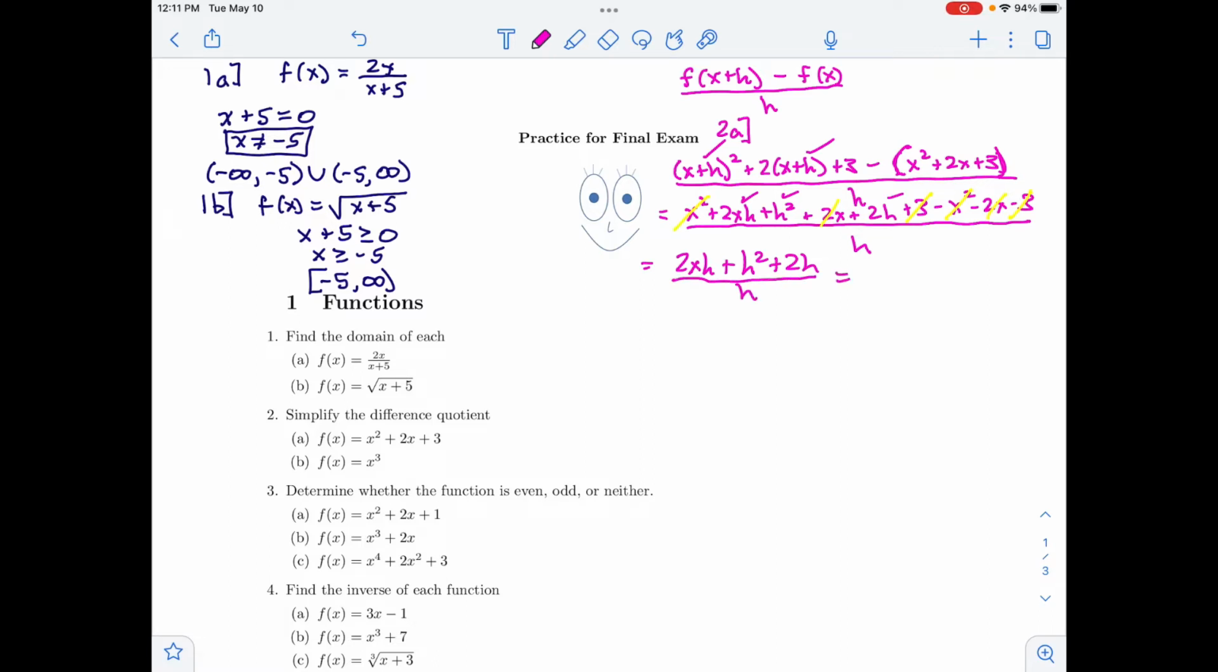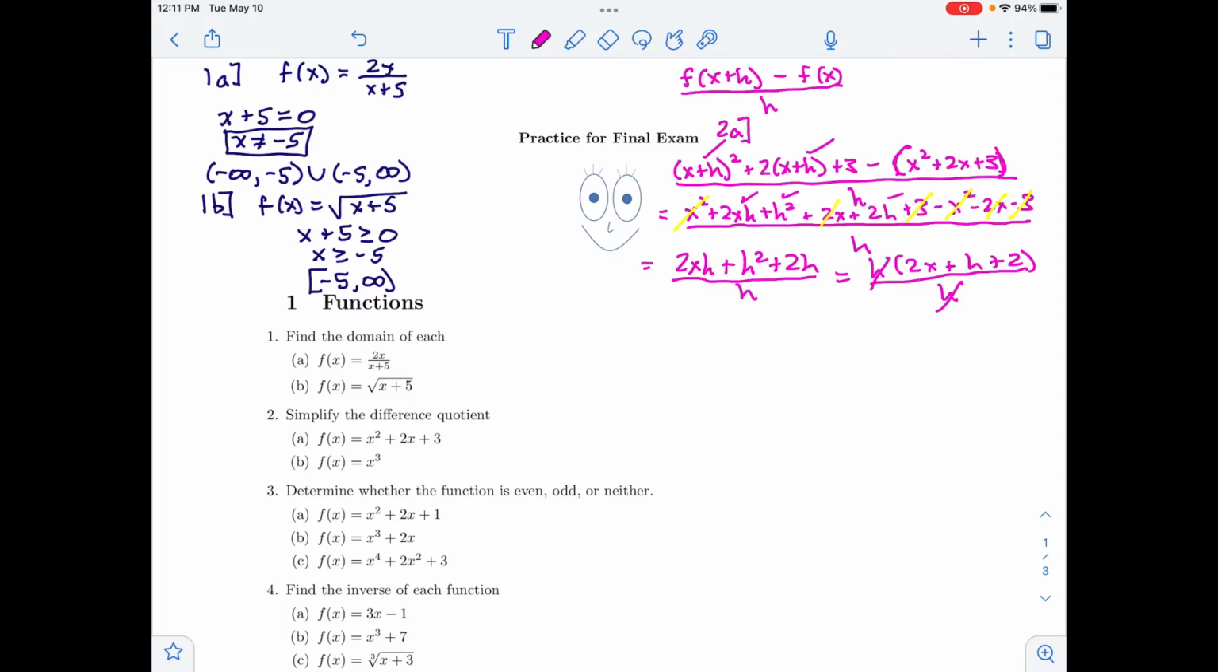Now we factor out an h, and we cancel the h out. So there it is. We've simplified it: 2x plus h plus 2. Now later on, when you study calculus, you'll talk about limits, and you'll look at what happens if you let that h part get infinitely small. You'll let the h go to 0. But right now, this is all we're doing. We're just working on our algebra skills on this.